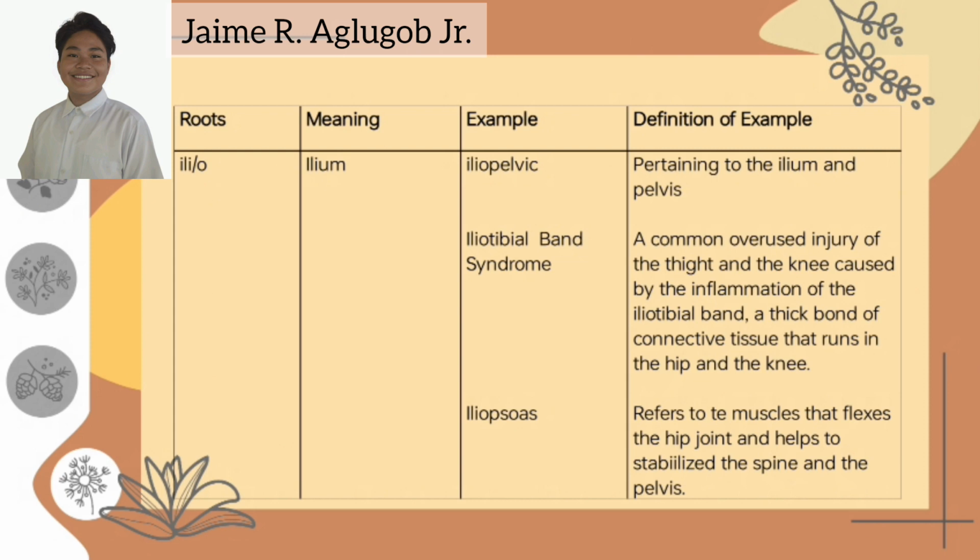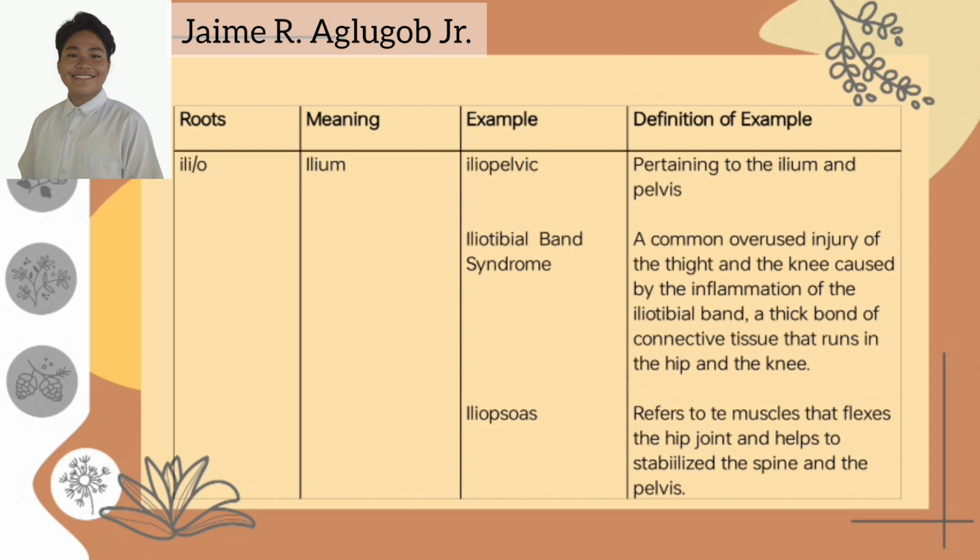Number two is the iliotibial band syndrome. Iliotibial band syndrome is a common overuse injury of the thigh and the knee caused by the inflammation of the iliotibial band, a thick band of connective tissue that runs in the hip and the knee. And lastly is the iliopsoas. Iliopsoas refers to the muscle that flexes the hip joint and helps to stabilize the spine and the pelvis.